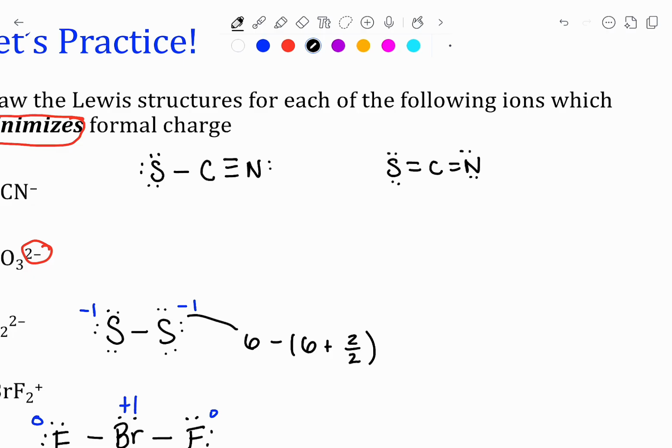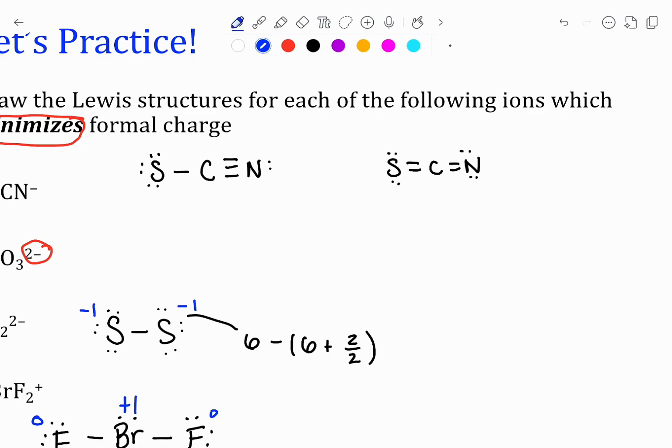Both of those would have happened depending on when you went to make the octet rule for carbon, where you took your lone pairs from. Which ones did you move? Did you move them from sulfur, from nitrogen, from one or the other, or from both? So you could have ended up with either of two structures. Let's determine which one is better.